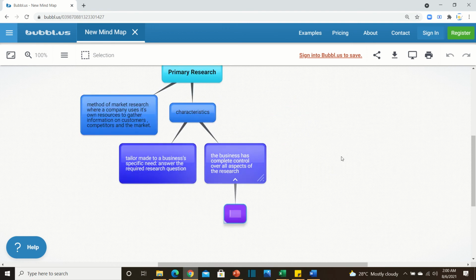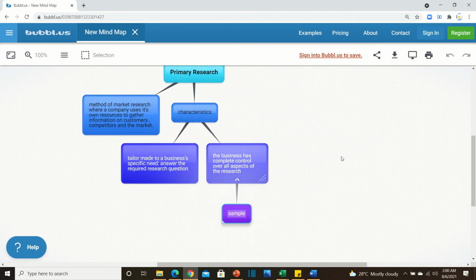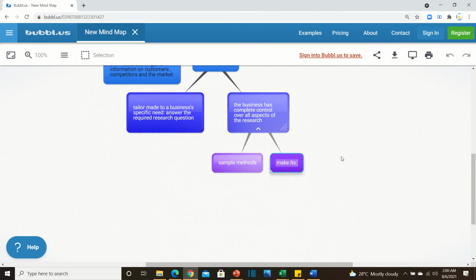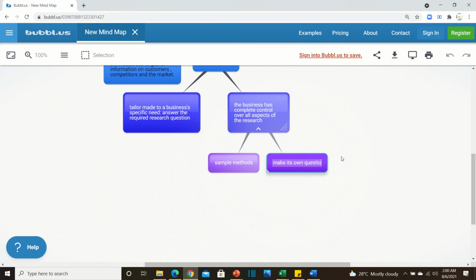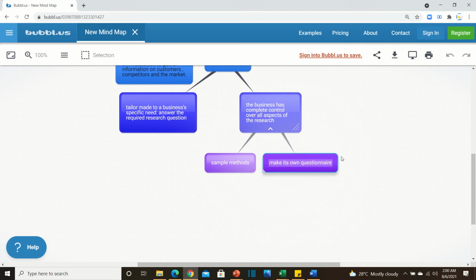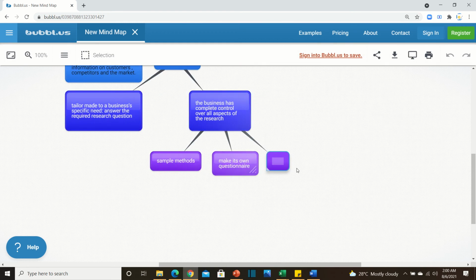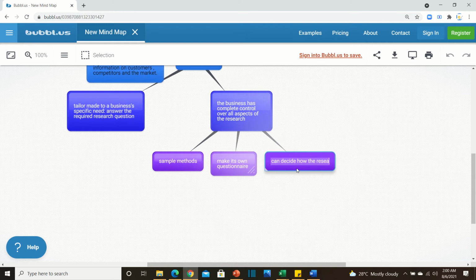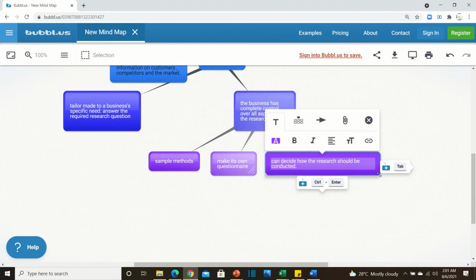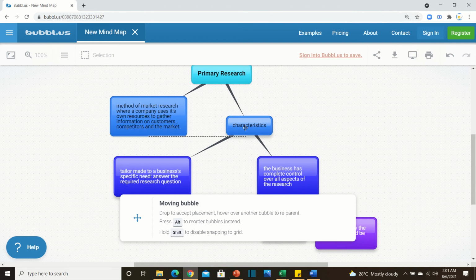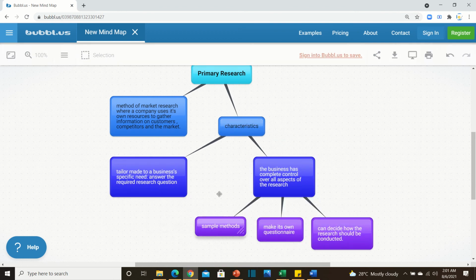Business can decide on the sample methods. It can make its own questionnaire based on its budget and other considerations. Then it can decide how the research should be conducted. So these are the ways how a business can control the primary research process. And how do you actually do the primary research?